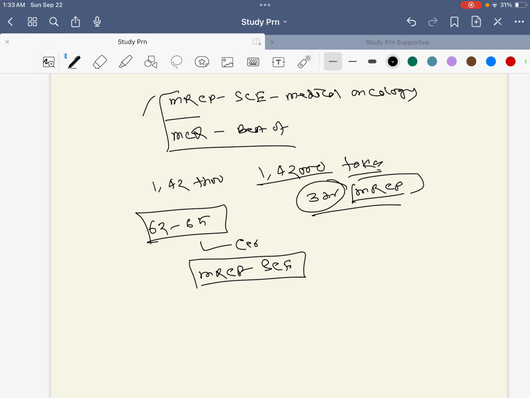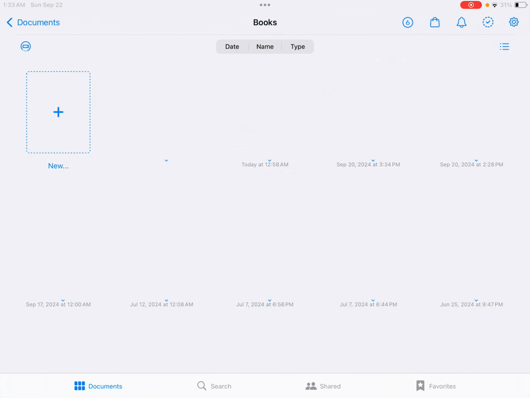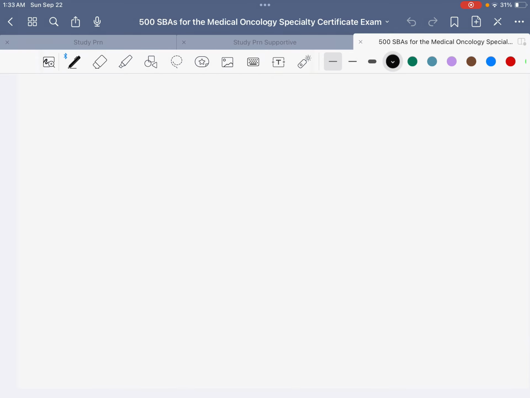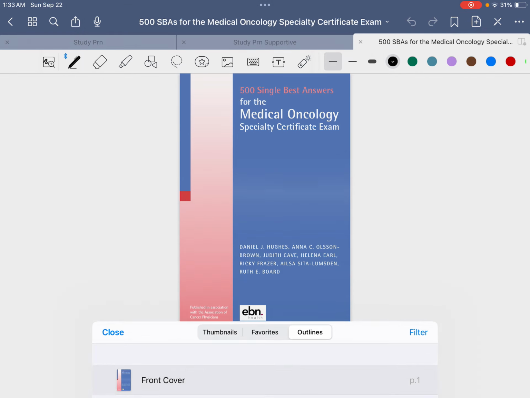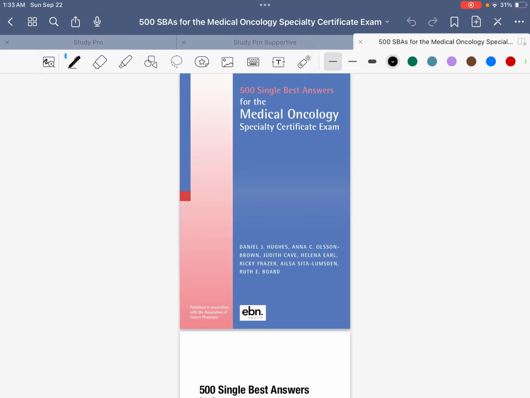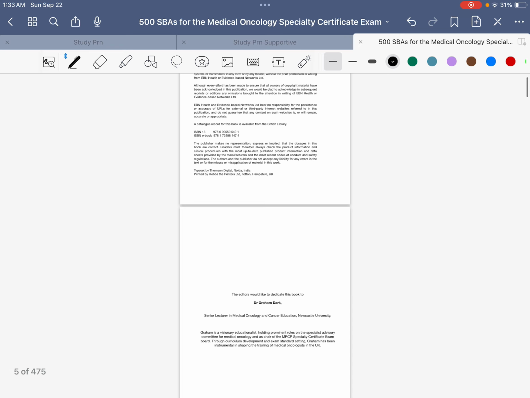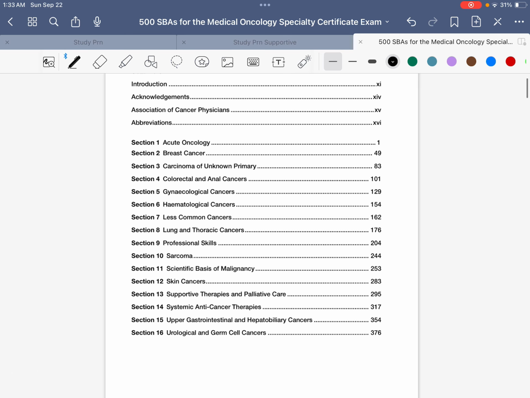So for the preparation for the MRCP SCE, what should we look for? For this, I have found 2 specific books. One is SCE for Medical Oncology MRCP. This is the cover of this book. It has 500 single best answer questions for medical oncology, especially for the certificate exam, and they have almost covered all the syllabus.